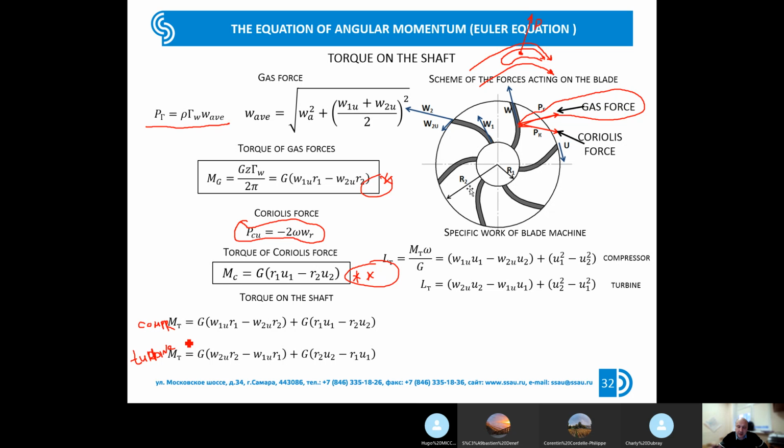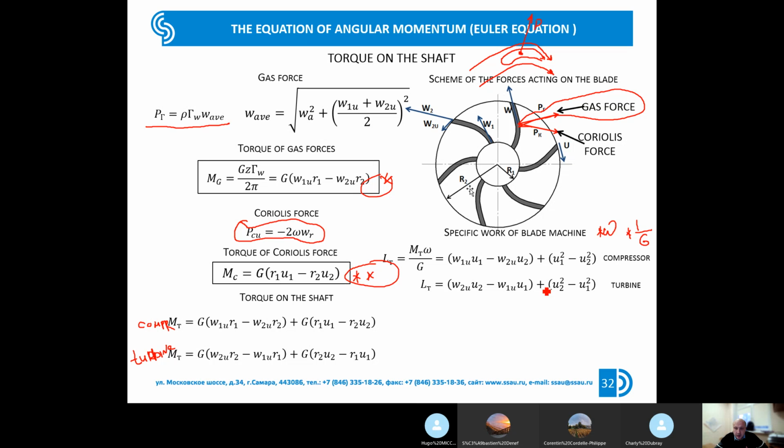We do the same actions as on the previous slide. We are multiplying all equations by omega, and multiplying by 1 divided by the mass flow rate. In other words, we are dividing all parts of the equation by the mass flow rate. And finally we receive such an equation. So it's an interesting moment. Okay, I will discuss it later.